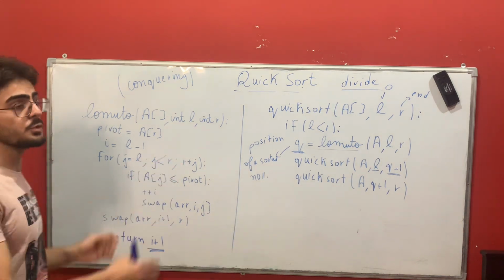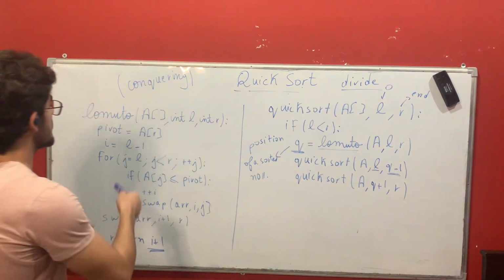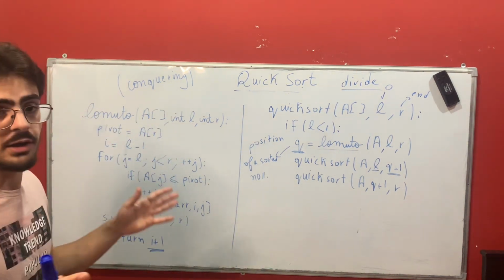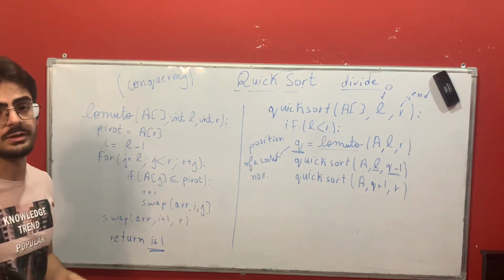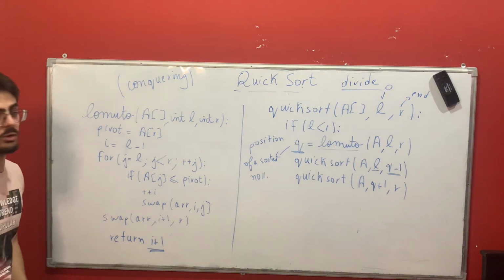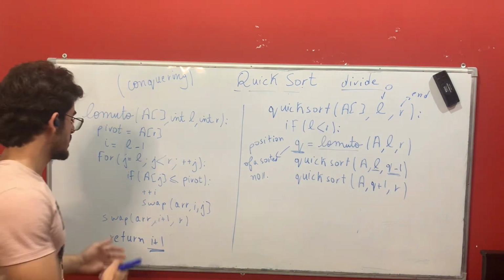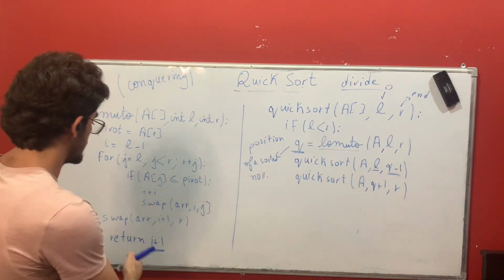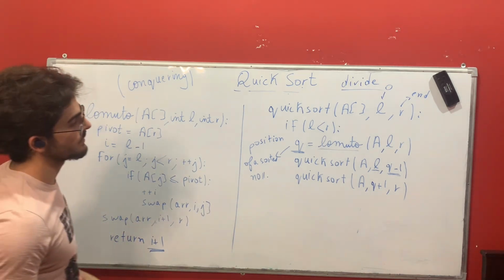Now you can see the two parts of quicksort, which are conquering and dividing. Conquering is the algorithm we have discussed before, but we now added a return I plus 1, which we will now see what is the function of returning I plus 1 here.